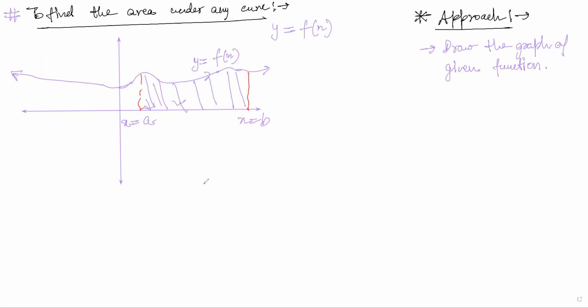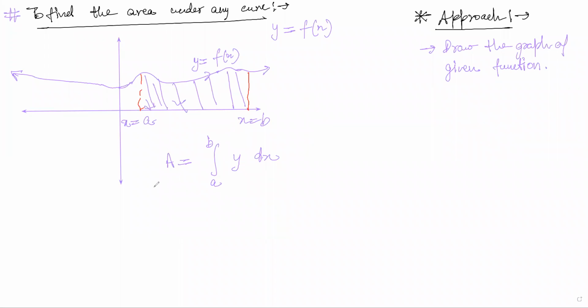To find that area, you just need to integrate this function. So the area is equal to the integration of f(x) dx from a to b. Guys, don't write f(x); first write y into dx. See, I told you the first example in which we were trying to find the area of a rectangle, and what was the area? Length into breadth, so distance into distance. The first distance was y and the second distance was dx.